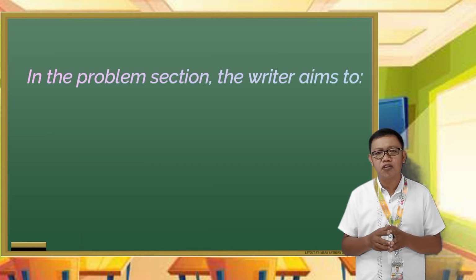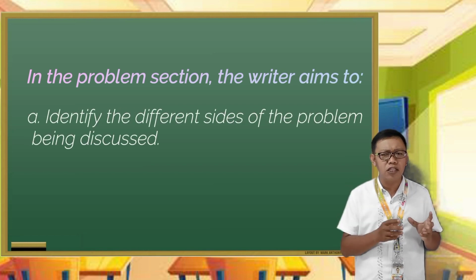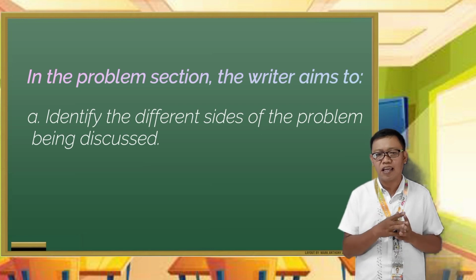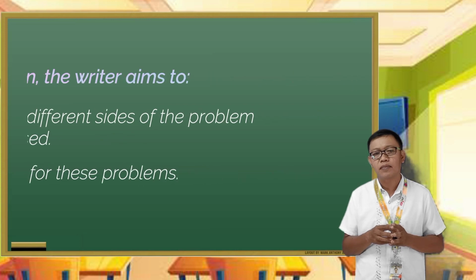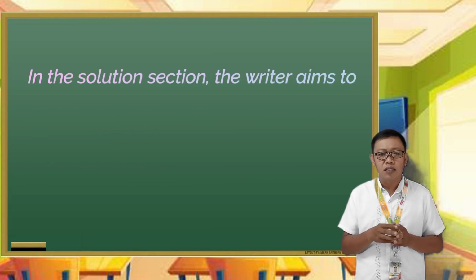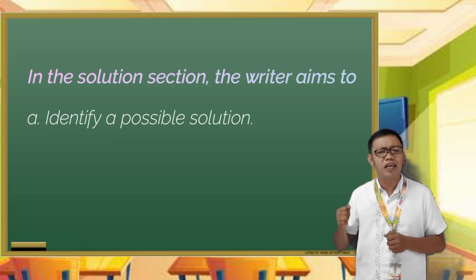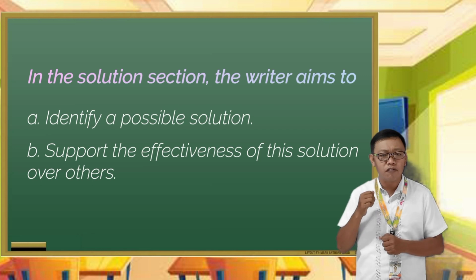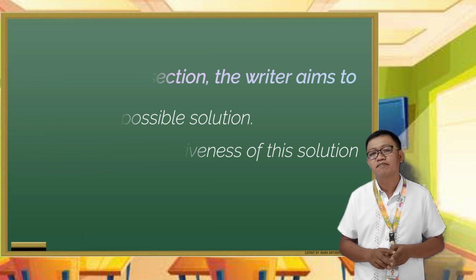In the problem section, the writer aims to identify the different sides of the problem being discussed, and secondly, offer evidence for these problems. And in the solution section, the writer aims to identify a possible solution, and second, support the effectiveness of this solution over the others.